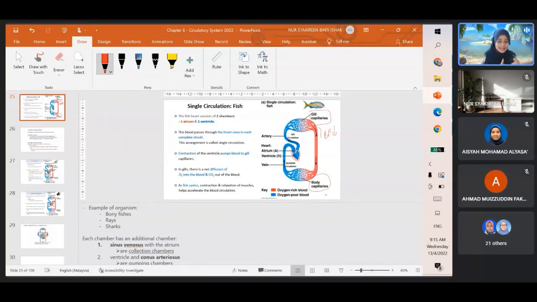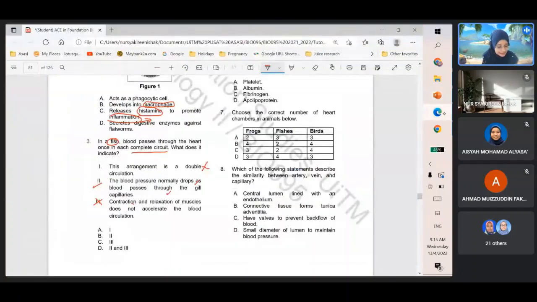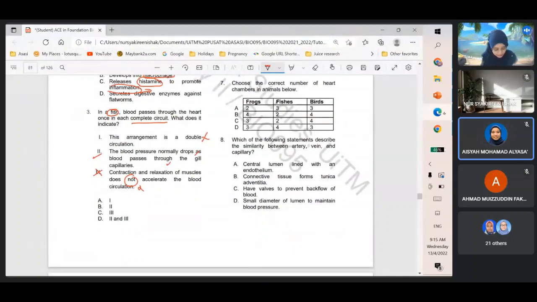So to aid in the movement of the blood, it also depends on the swimming motion of the fish. Okay, so as fish swim, it says here contraction and relaxation of muscle helps accelerate the blood circulation actually. So kat soalan ni cakap does not, so salah lah. Faham? Boleh ya Aisyah? Okay, so the answer should be B. Okay.